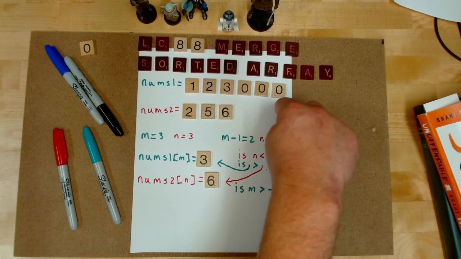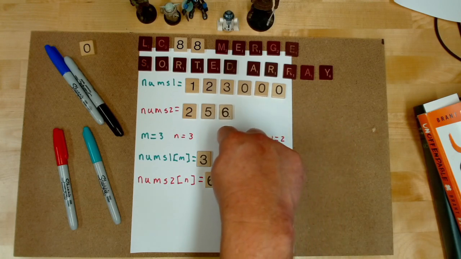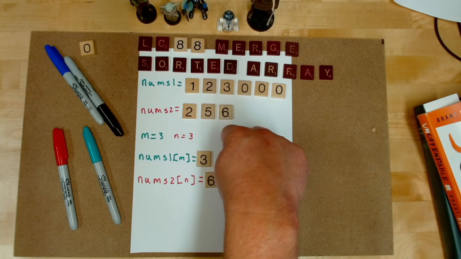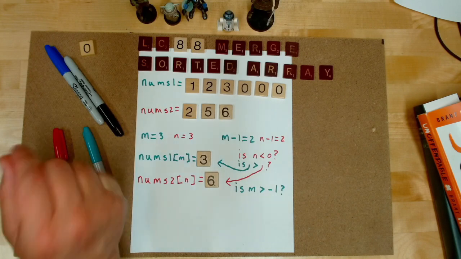So we're starting at index 5 in nums1 and index, wow, brain fart. So let me write down one more thing here.